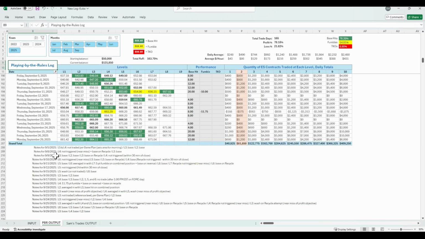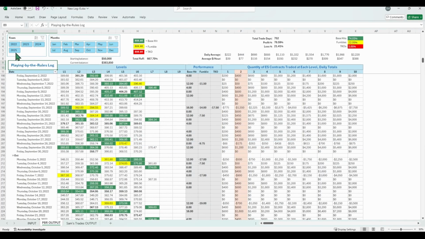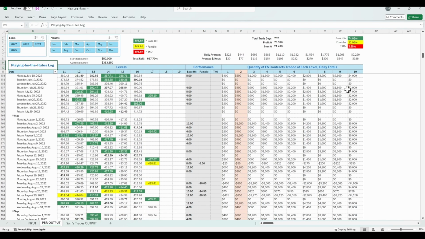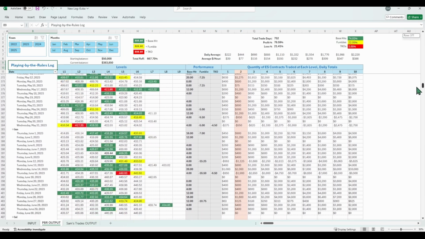Starting on the playing by the rules log, the PBR, we're going to go ahead and unfilter 2025. So this is going to overlap everything I had in there. So this is the last 3.5 years, almost 4 years. Just want to show you what the profit and loss metrics are. So this $50,000 to 383 rate of return, that's January 2022. Let's go to the top. There we go. January 3 all the way through current time.